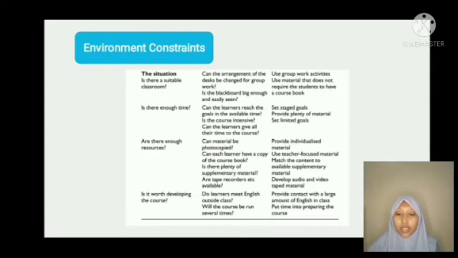The next example is, are there enough resources? Can material be photocopied? The effect will be to provide individualized materials. And the last is, is it worth developing the course? Do learners meet English outside class? The effect will be to provide contact with a large amount of English in class. And will the course be run several times? The effect will be to put time into preparing the course.